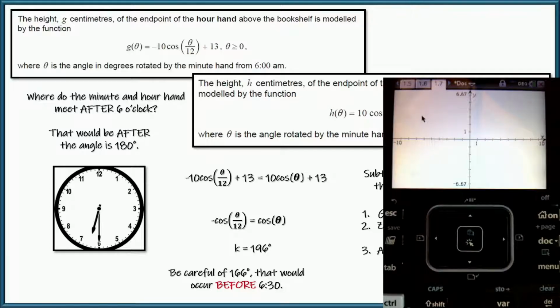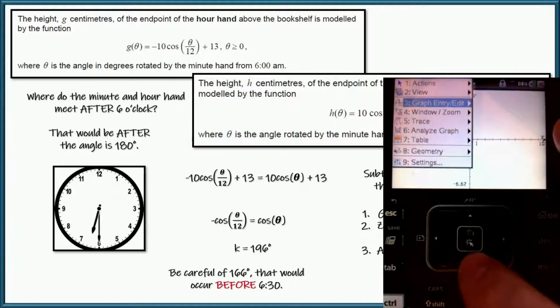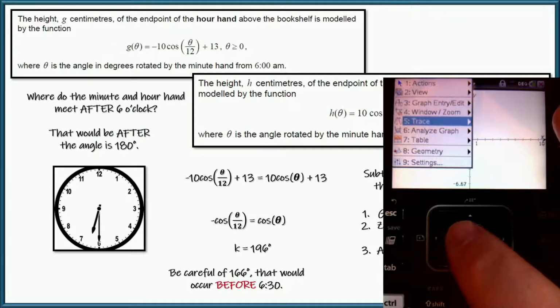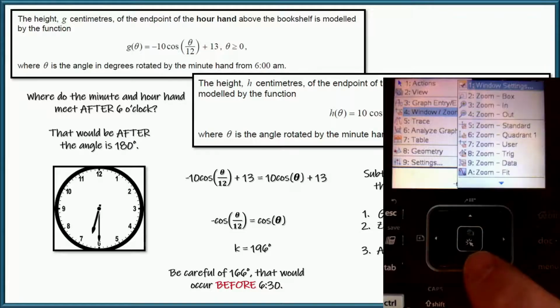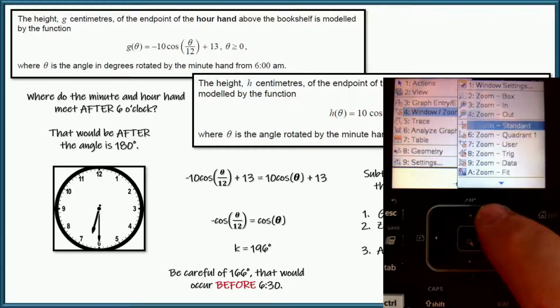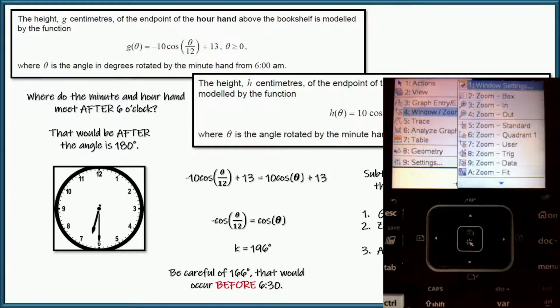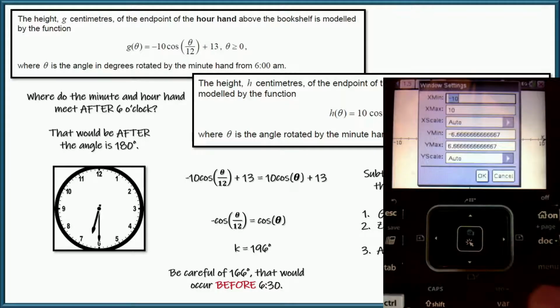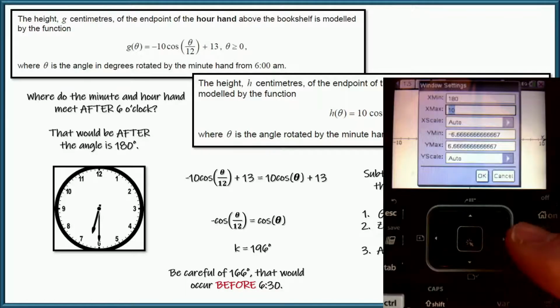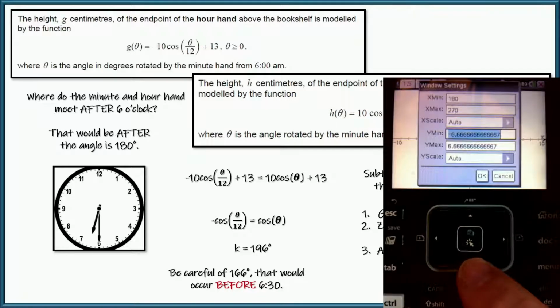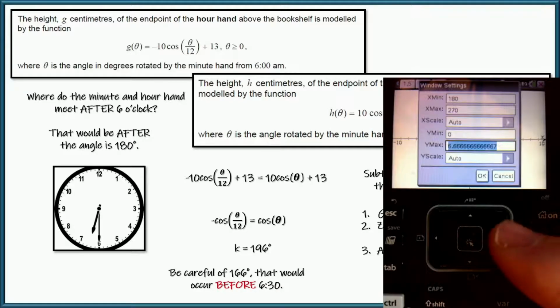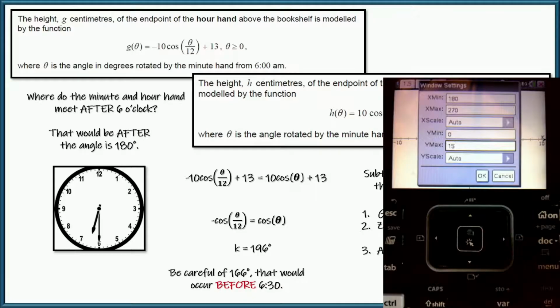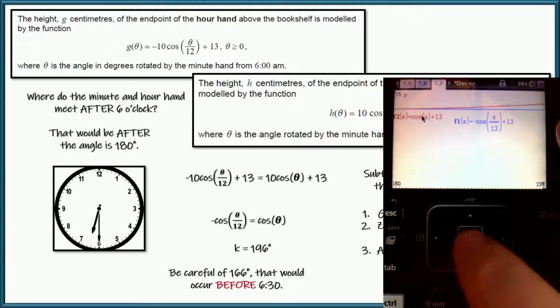So not seeing anything showing up here, but that's because I need to zoom out. I'm going to edit my window size. So I'm going to do my window settings. There we go, like that one right there. So I'm going to say x is from, well, I know it's past 180. So I'm going to go from 180, and then I'm going to do just like 270. And y, so let's see, it's plus 13. So I think I can go from 0 to 15, and then that might be good enough. Look at that.